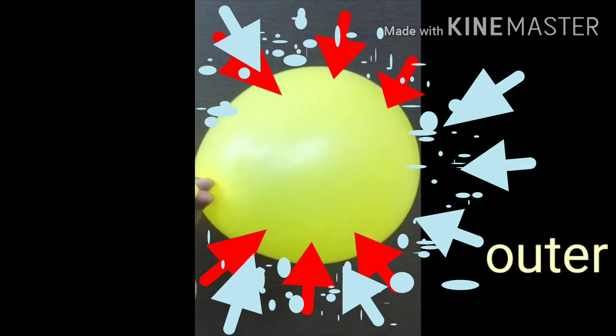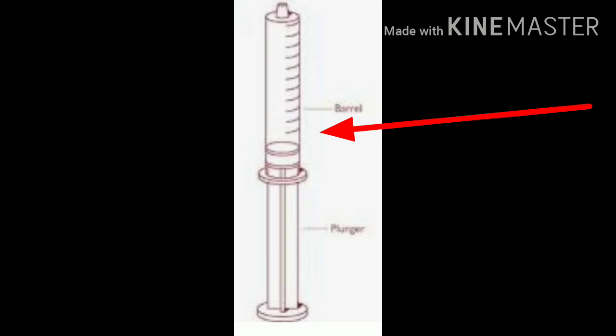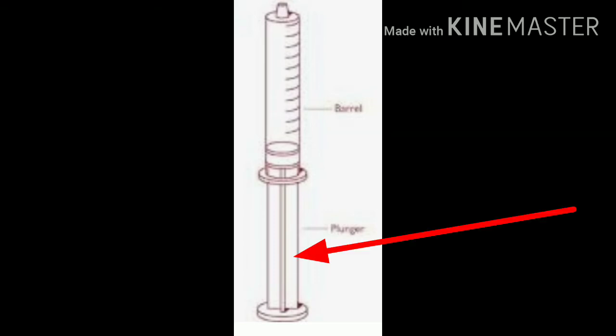We learn with an activity. Now this is an injection syringe without a needle. The arrow shows the barrel of the syringe. The lower part is called the plunger. It acts like a piston. When we pull the plunger, the liquid enters into the barrel. When we push the plunger, all the liquid or fluid goes out of the barrel.